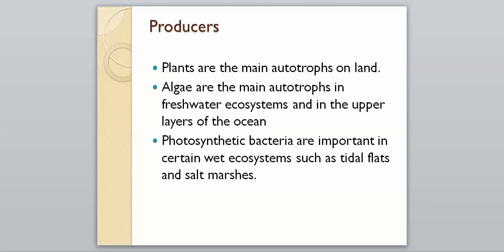So plants breathe in the CO2 and then release oxygen for us to breathe in. Plants are the main autotrophs that we have on land. Algae are the main autotrophs in freshwater ecosystems and in the upper layers of the ocean. I'm sure you've seen the little pond scum floating around in areas in the summertime. That's just algae. And there are photosynthetic bacteria that are important in certain wet ecosystems such as tidal flats and salt marshes. So the main one, again, is plants. However, algae will photosynthesize as well, alongside bacteria.